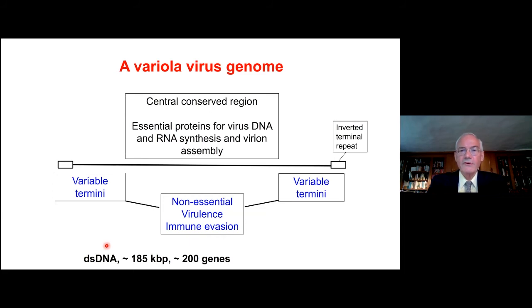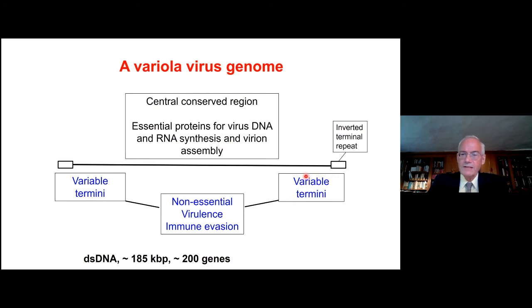So for the last few minutes, I want to talk about variola virus and its genome and what's been learned about that in the last few years. Broadly, if you look at an orthopox virus genome, it's a linear double-stranded DNA molecule with terminal hairpins that encodes about 200 genes. The central region of the genome is very conserved between different strains of variola and indeed different orthopox viruses and caudopox viruses. The genes encoded in this region are essential for virus replication. They encode the enzymes for DNA and RNA synthesis and for assembling new virions.